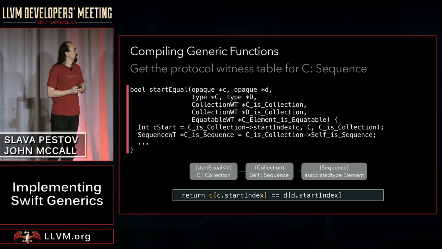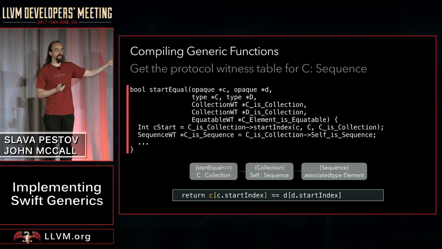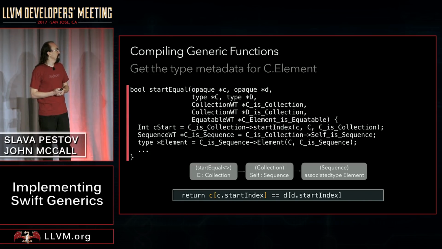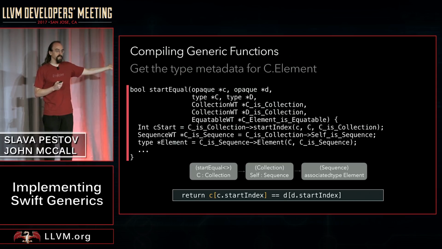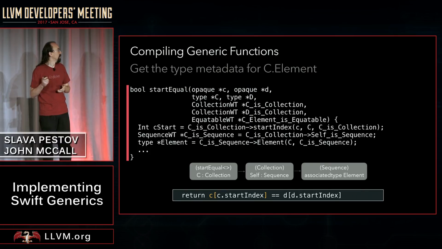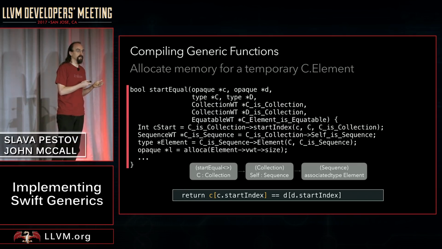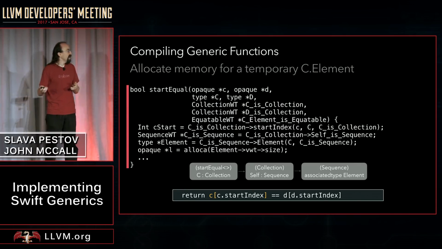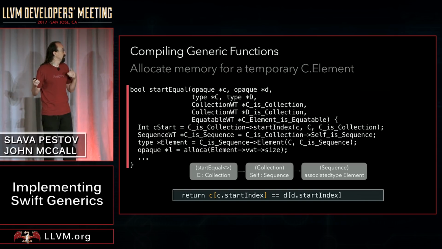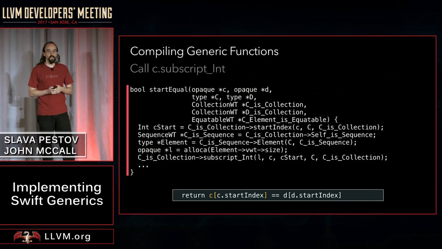And that means going from C as collection down to C as sequence. And from that, we can call the associated type accessor to get the element type for c.element. And once we have that, we can use the size from that in order to allocate an object of the element type. And now, finally, we can go back to the subscript operator and just pull it out of our collection protocol witness table and call it.